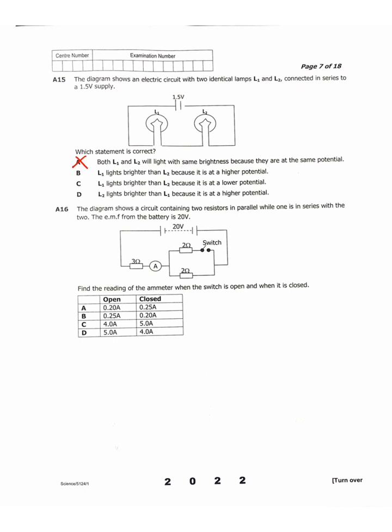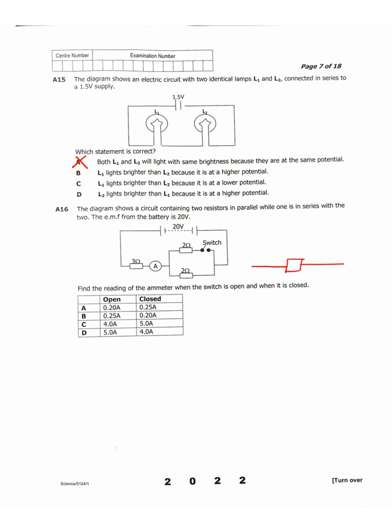Now question 16. The diagram below shows a circuit containing two resistors in parallel, while one is in series with 2 ohms. The EMF from the battery is 20 volts. Find the reading of the ammeter when the switch is open and when it is closed. So first, let's look at when the switch is open. When the switch is open, we can see that we only have one loop here.